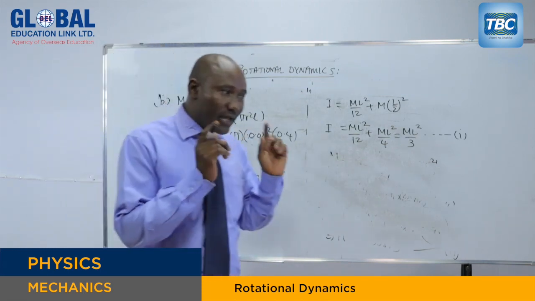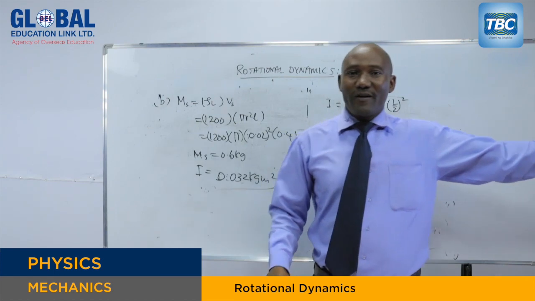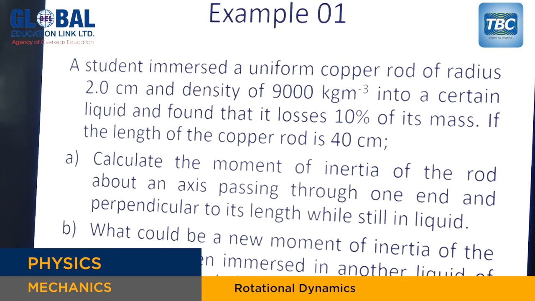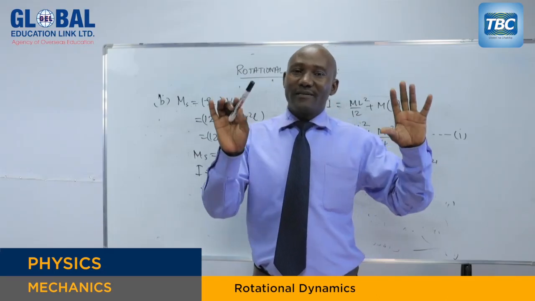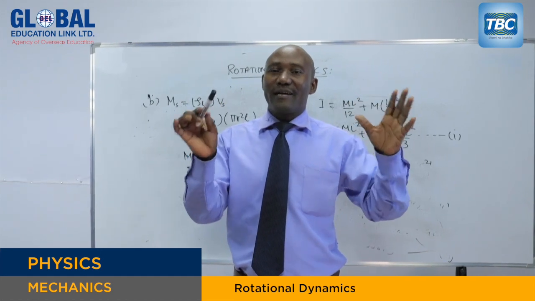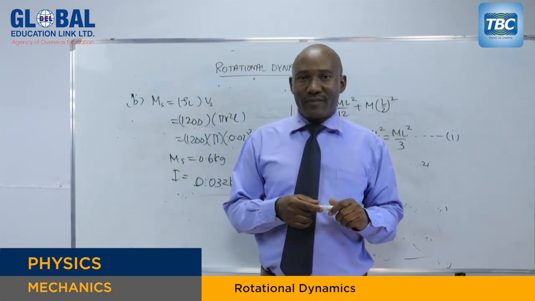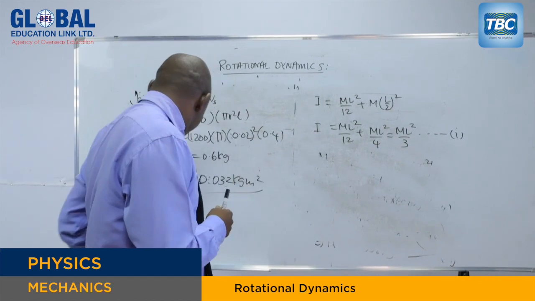This is one of the areas where now the question is asking to find the moment of inertia at a particular axis. That axis is given. You might be given a very challenging question where the moment of inertia is supposed to be found at a certain axis, which is not known. Let's see example number 2.